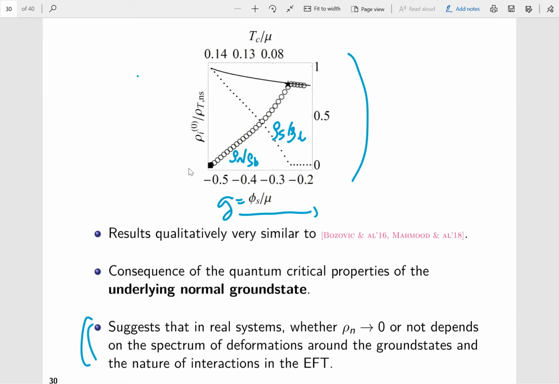I'm not very sure what happens to the superfluid case, actually. That's why I was looking for some. Yeah, so the superfluid case I would expect is kind of similar.